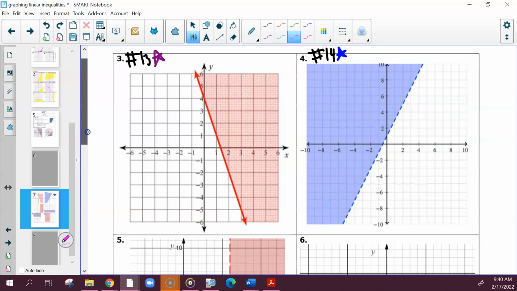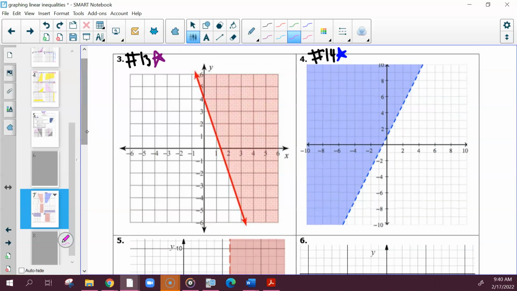On the back, we're just going to do a few more. For number 3, again, we have a solid line, so it's easier to see. Yours may not be because it didn't print in color, but this is where it's shaded. So make sure that you know that.